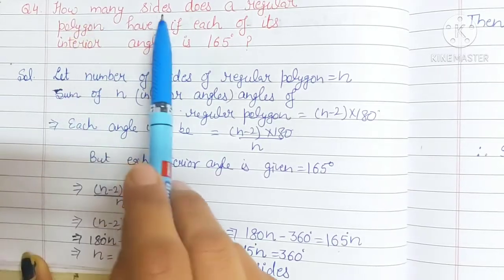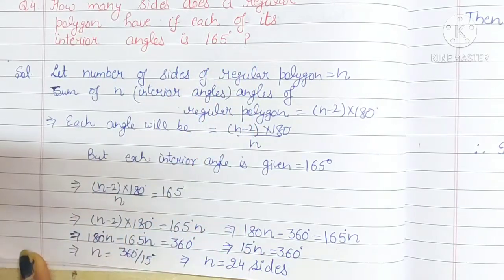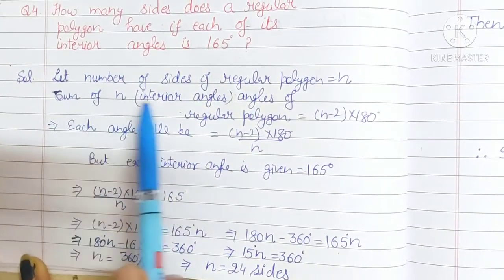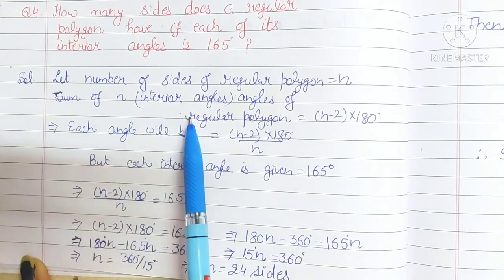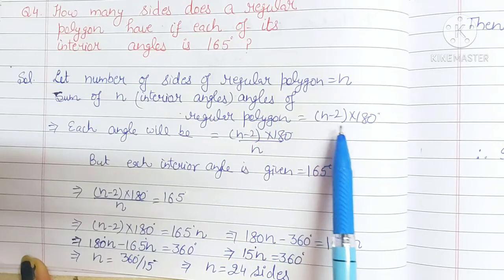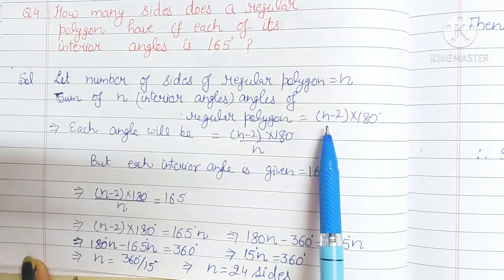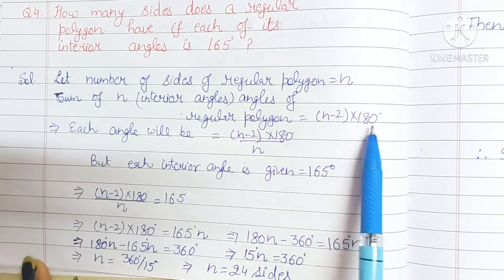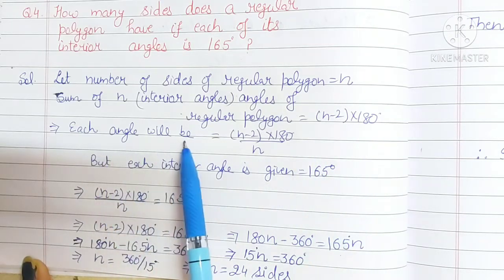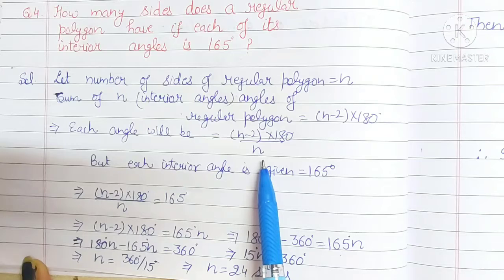Question number 4. How many sides does a regular polygon have if each of its interior angles is 165 degrees? So let the number of sides of the regular polygon be n. This is the formula to find the sum of interior angles of any polygon having any number of sides. If n is the number of sides, then the sum of interior angles of a regular polygon will be n minus 2 multiplied by 180 degrees. So each angle will be equal to the sum of all the angles divided by the number of sides.